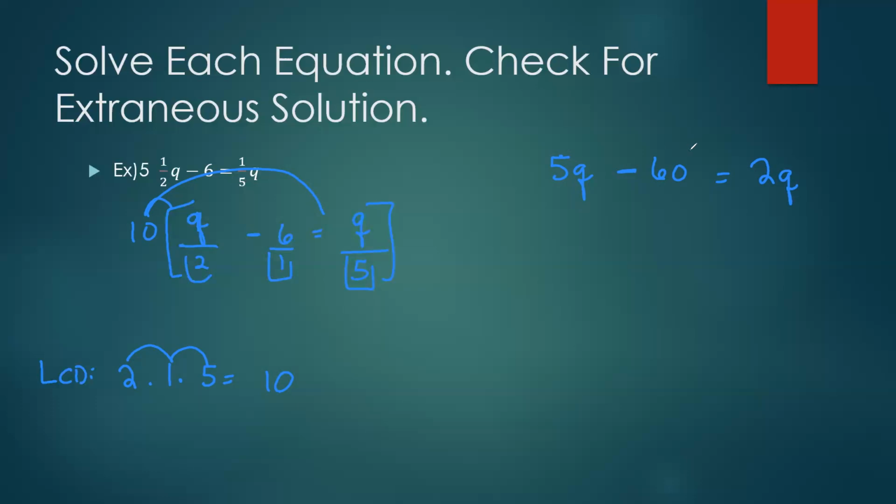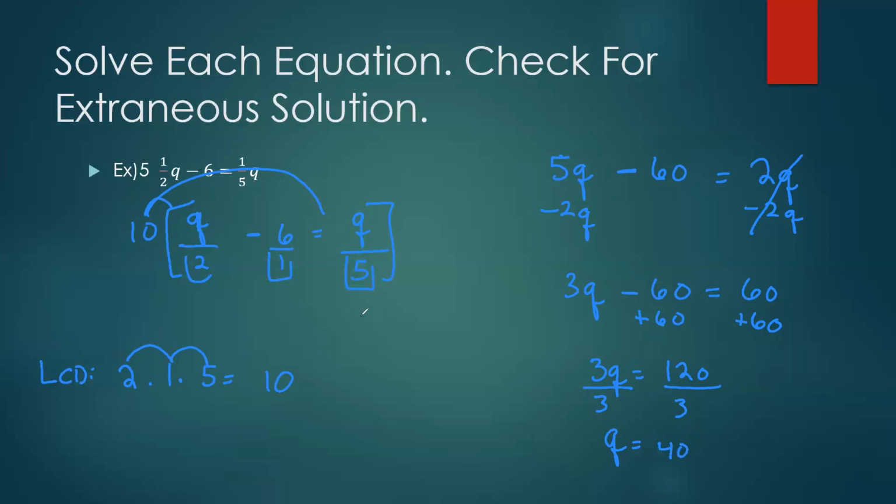Okay, let's get all the q's on one side. So I'm going to subtract 2q, subtract 2q. This cancels, so 5q minus 2q is 3q. Minus 60 equals 0. Add 60. I get 3q equals 120. Divide this by 3. I get 40. Okay, now let's check.